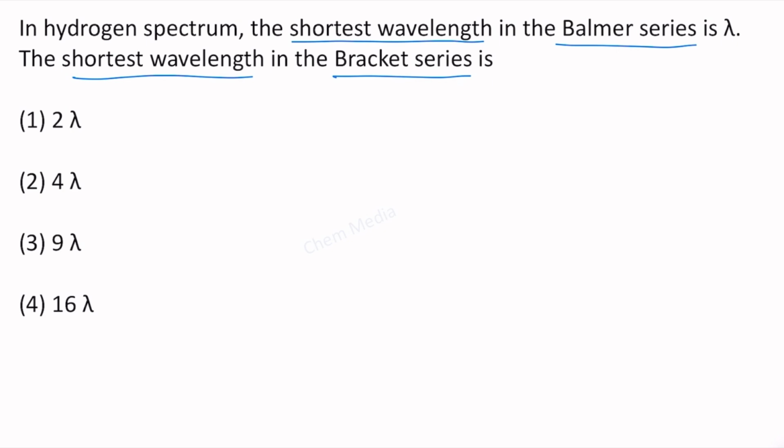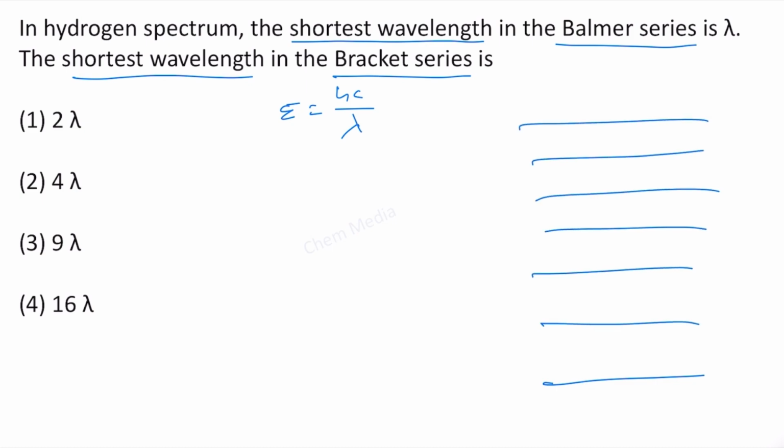We will have the shortest wavelength when the energy difference is larger, because energy and wavelength are inversely proportional to each other. So, let us say we have stationary states. When n is equal to infinity, if an electron jumps all the way to the ground state, then we will have the shortest wavelength, but that would become the Lyman series.